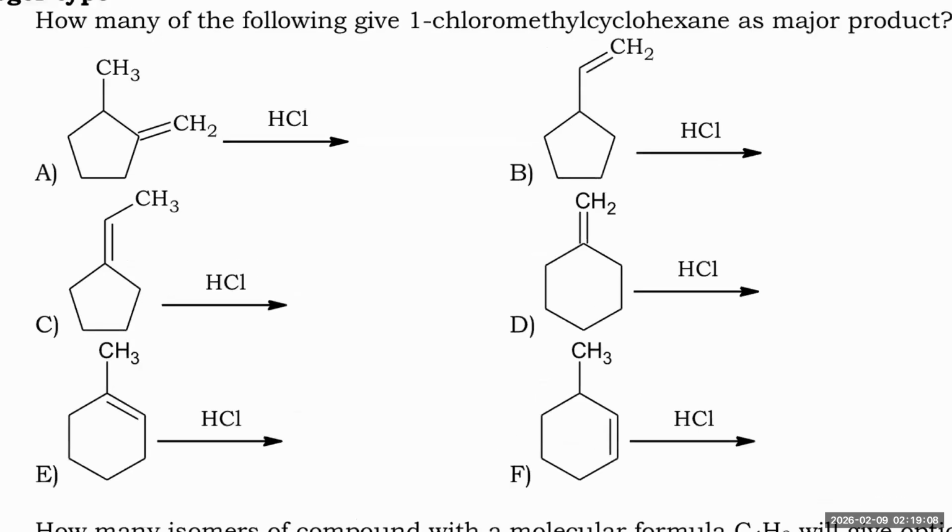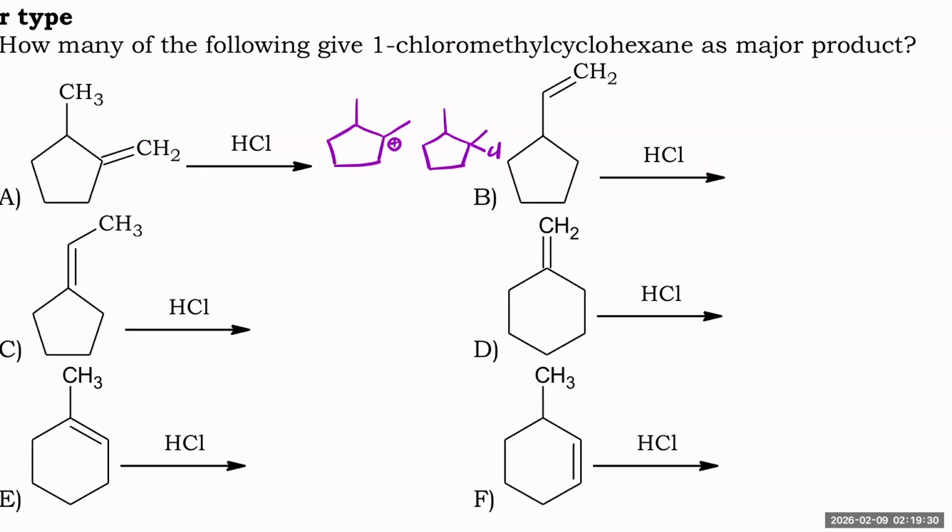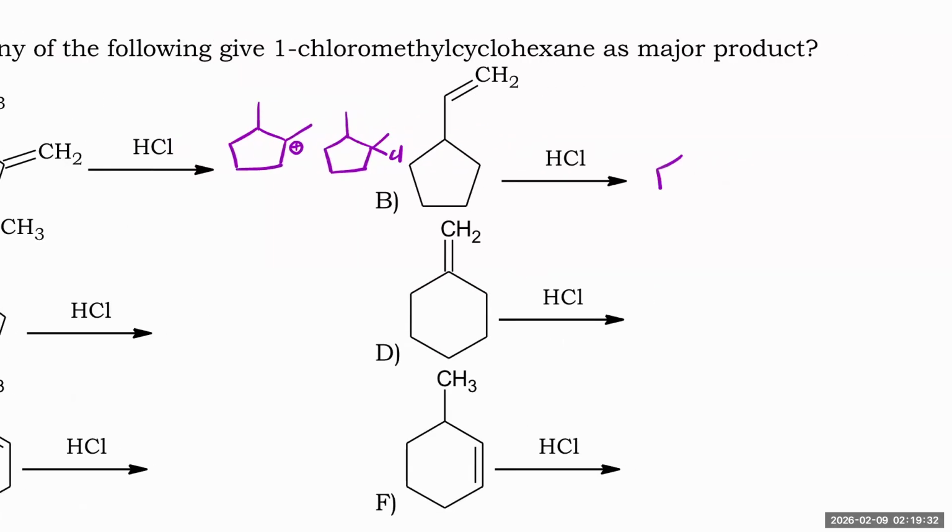Check the first case. If you notice, H plus gets added here and the positive charge will come here. It is already at the stable position, so there only chlorine will come. Okay, here. So second, B.